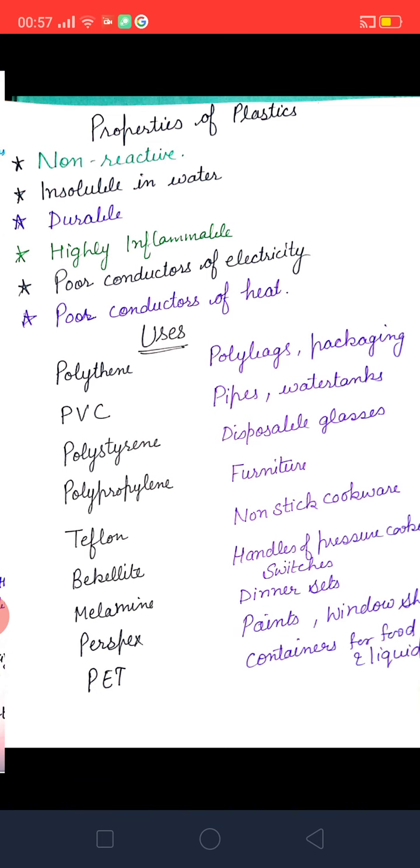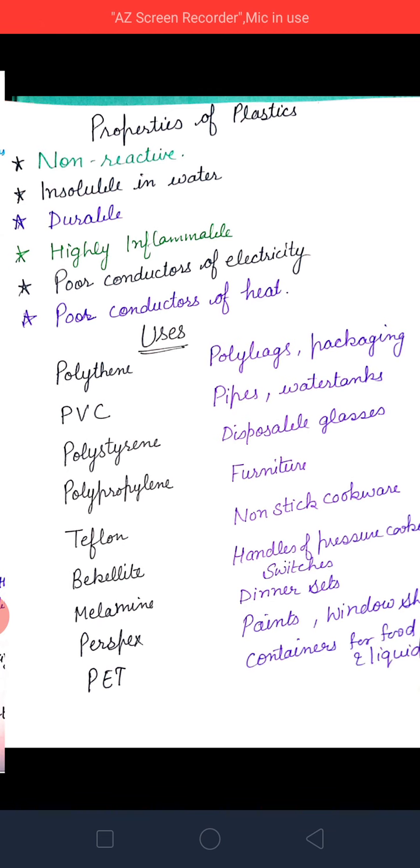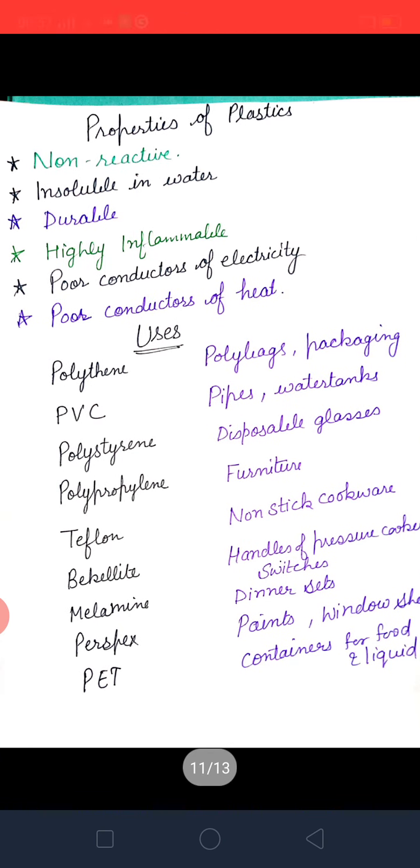Yes, there are some common plastics, as we have studied earlier, some thermoplastic and some thermosetting. Polythene is thermoplastic. If we heat it, it can be remolded into a different shape. Polythene is used in making poly bags and packaging materials also. Then polyvinyl chloride, PVC is the short form. It is of high density and rigid. It is used in making pipes and water tanks also.